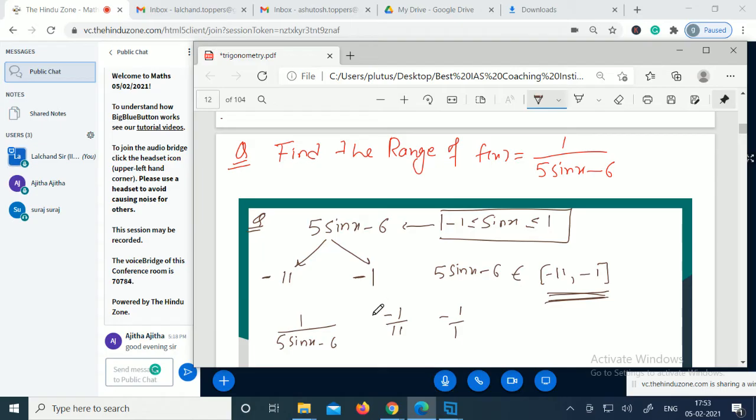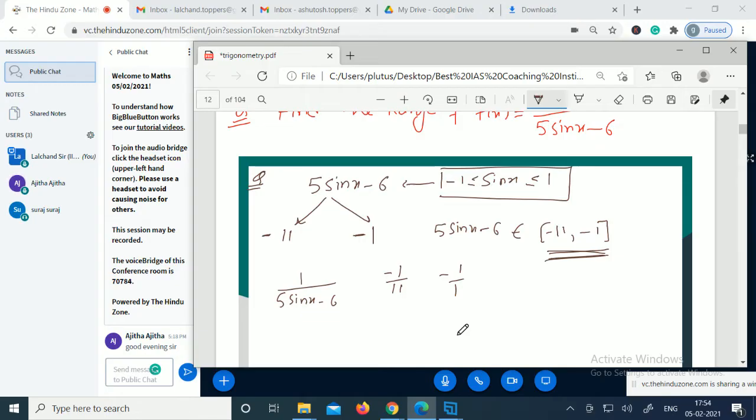Which one is greater and which one is smaller in this interval? Minus 1 by 11, minus 1. So the range for this function will be minus 1 to minus 1 by 11, because this value will be larger and this value will be smaller. On the number line, minus 1 by 11 is somewhere around 0 point something. So the interval will be reversed when the numbers are of the same sign.